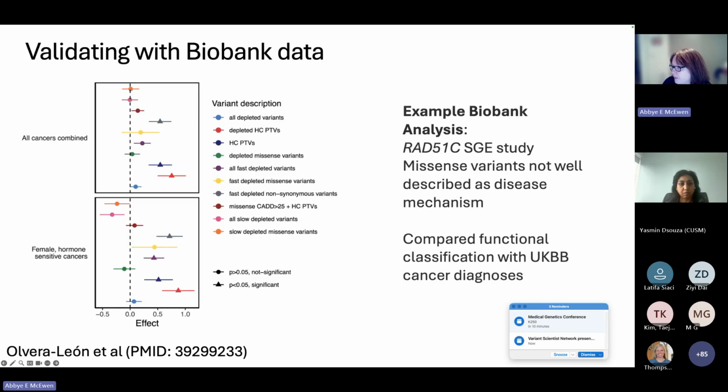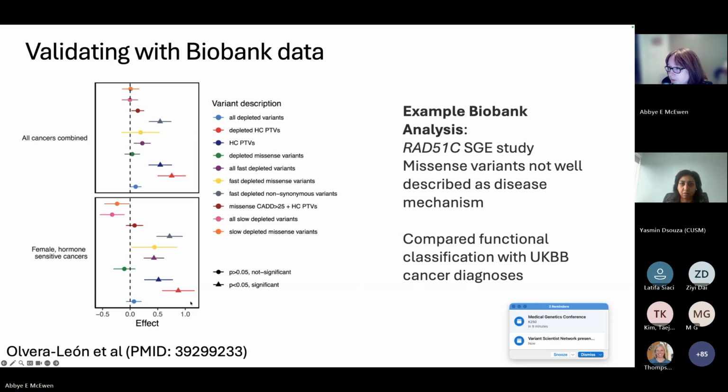So this is from a paper a couple years ago that did a large saturation genome editing study of the RAD51C gene. Again, there weren't a lot of missense variants in ClinVar they could use for validation controls. So what they did was do some biobank analysis where they looked at variants with different functional classifications versus cancer diagnoses. And relevant to us is this panel at the bottom that looks at female hormone-sensitive cancers, so breast and ovarian.